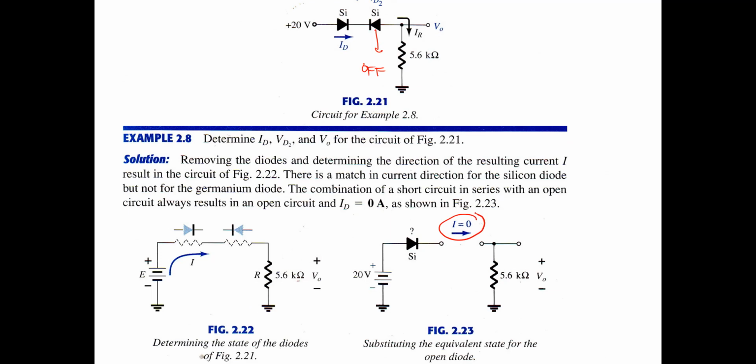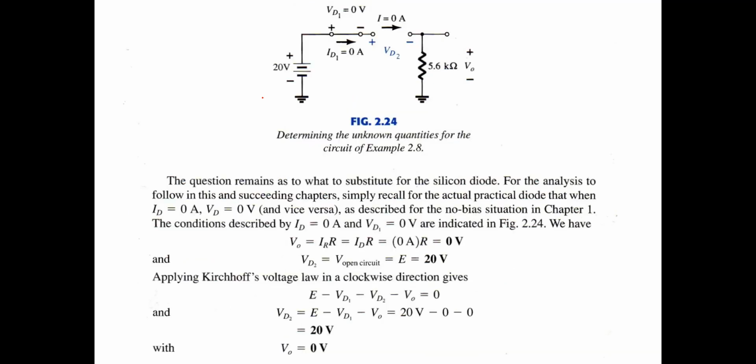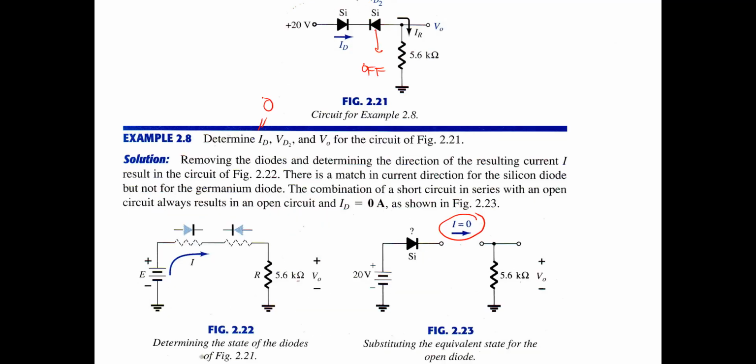And then this becomes 0. What are VD2 and VO for the circuit? The first one may be the easiest way to determine VD2 and VO. For VO, because there is no current, VO is also 0. VO is ER dot R, and ER is equal to ID dot R. ID is 0 because the diode is off, so VO is 0.